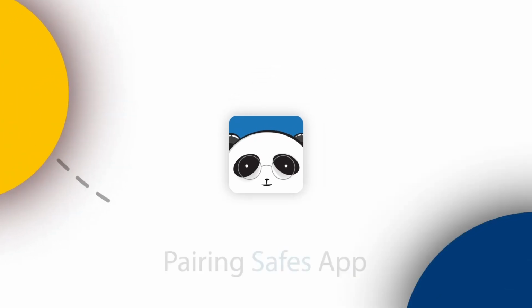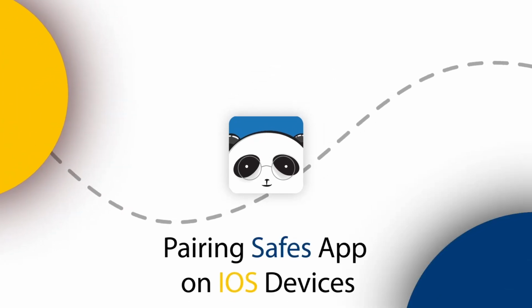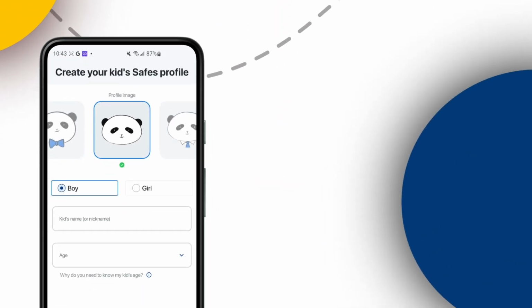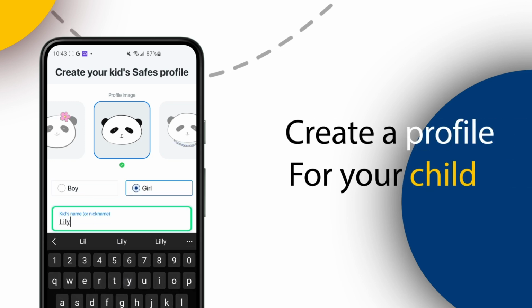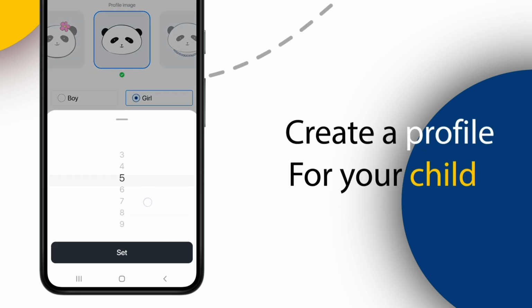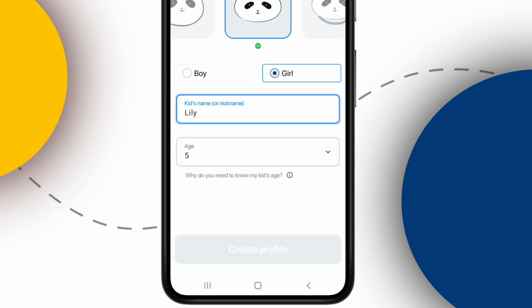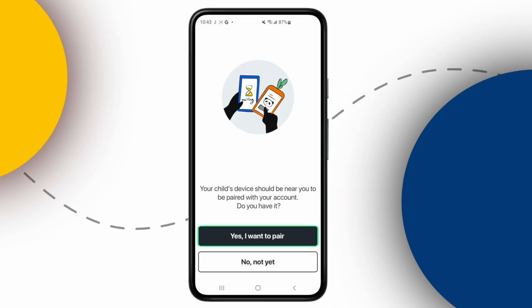Let's get started with pairing your phone to your child's iOS phone. First, on your parent app, create a profile for your child. Enter the required information. Once you're done, click Create Profile. Then choose Yes, I want to pair.